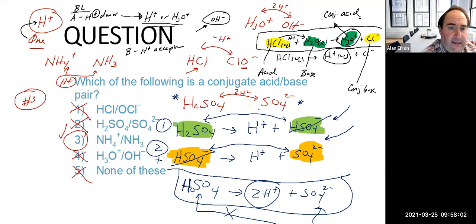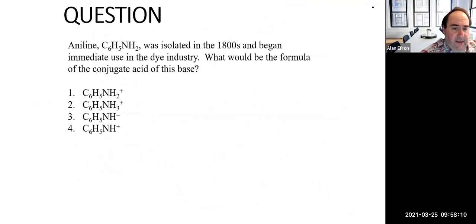Okay, so I think we did this example here. Why don't we look at the next example? Why don't you give it a try? Take a minute or so. What we're looking for is the formula of the conjugate acid of this base. So take a moment or two and see what you come up with.